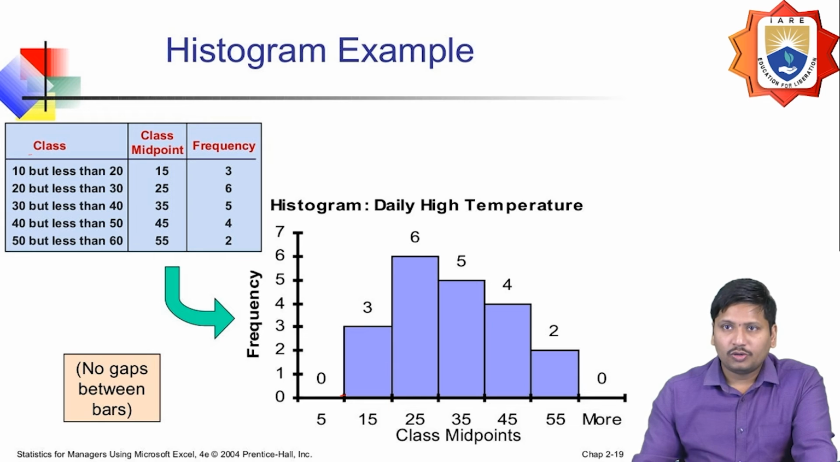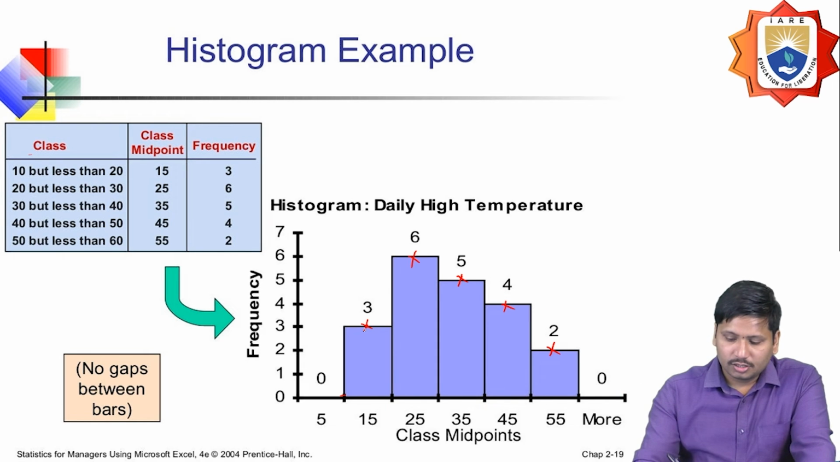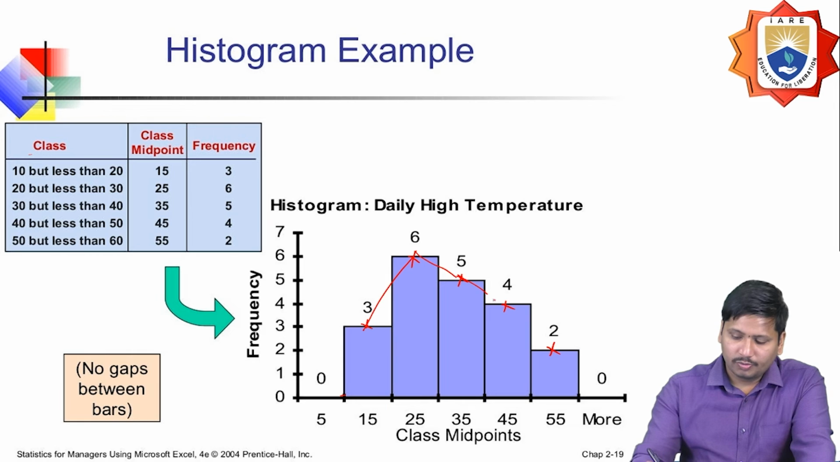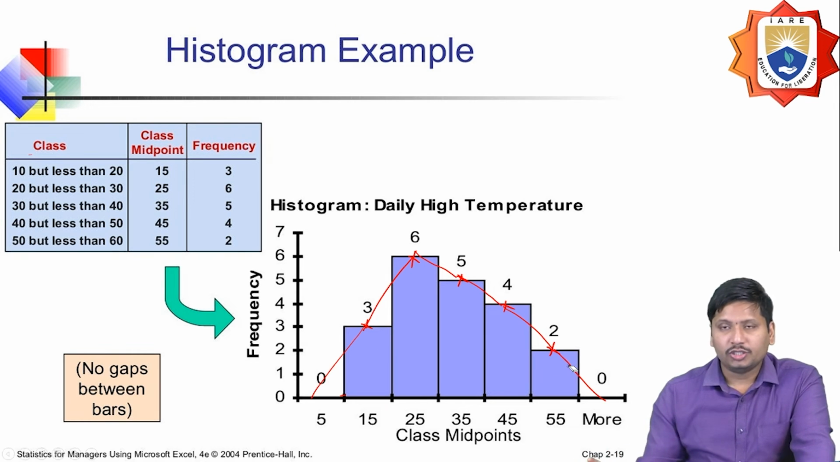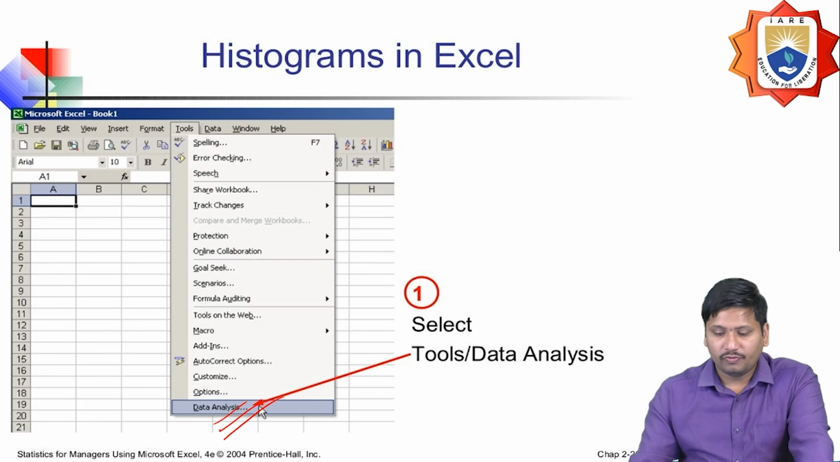For that, first select the midpoint of each rectangle. After selecting these, join all the midpoints with lines, and what I get should be the graph after deleting the histogram. Like this, I can construct the frequency polygon from the histogram values.